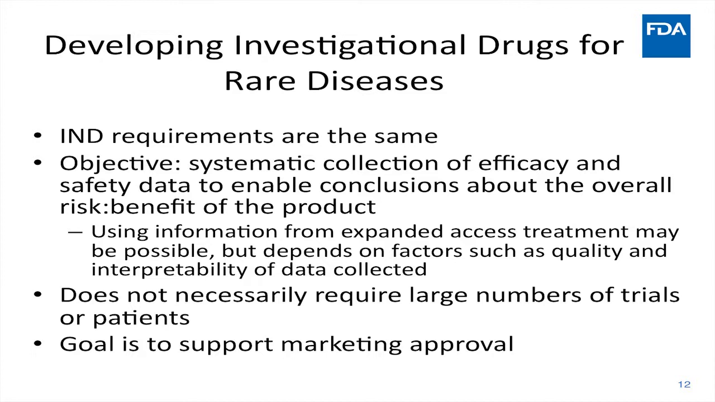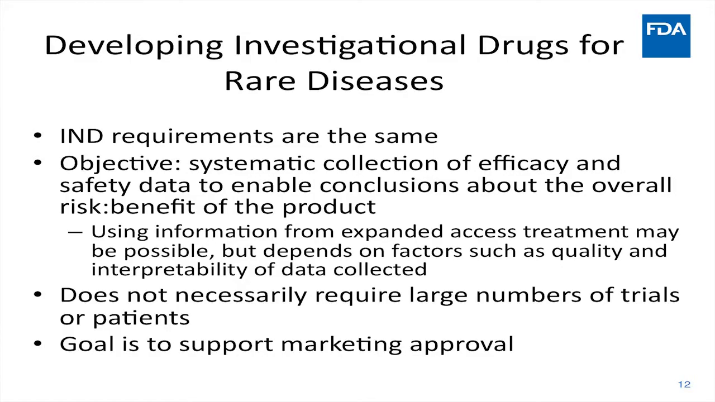But we want to make sure that the information is as high quality and as interpretable as possible. It doesn't necessarily have to require large numbers of trials or patients. So, when we approved anakinra for NOMID, finally, it was based on a very small number of patients. There were 11 controlled patients, maybe 20 patients overall. We've also approved a number of programs for CAPS based on very small clinical trials, maybe 25 to 30 or 40 patients.